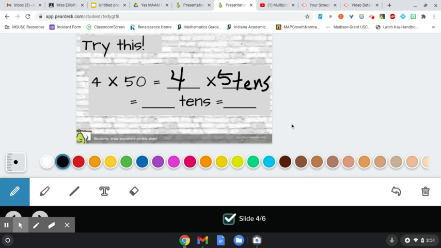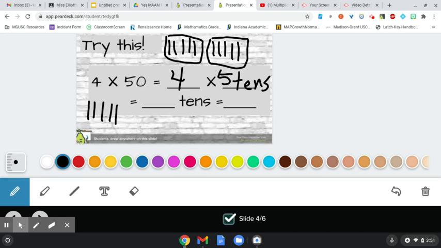So if I have 4 and 5 tens, I'm going to draw this out because it helps me. I have 4 sets of 5 tens. I'm going to go 1, 2, 3, 4, 5. There's one set. 1, 2, 3, 4, 5. There's another set. And it says I have 4 of those. So 1, 2, 3, 4, 5. There's another set.